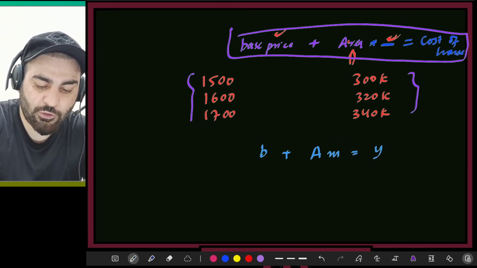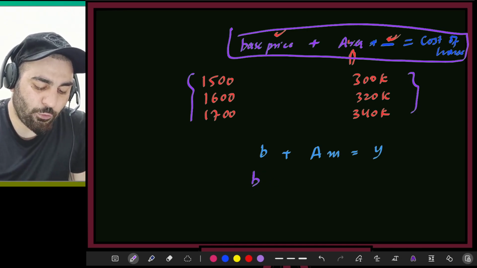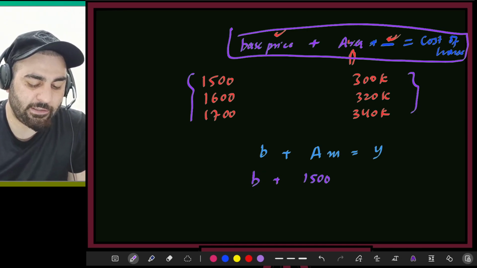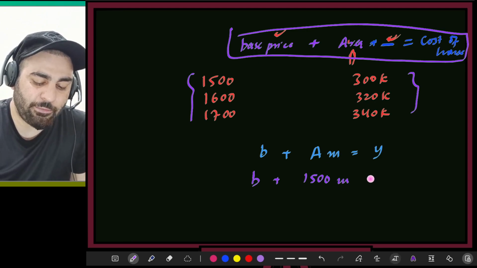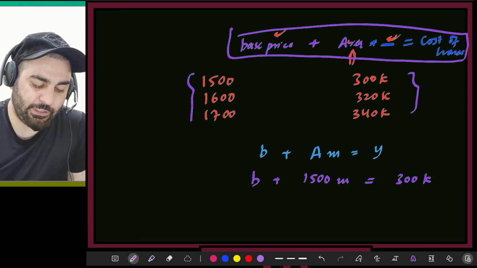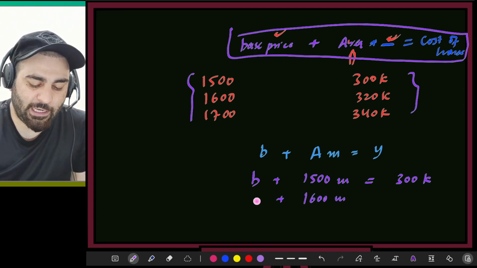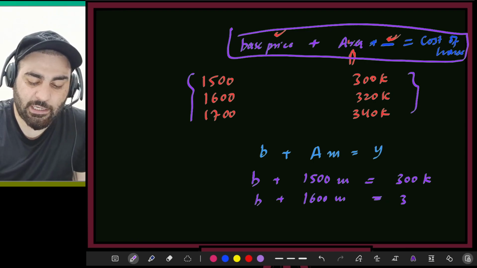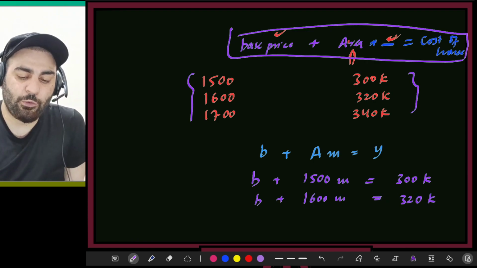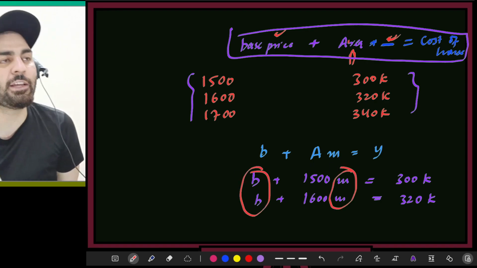So if you see the first equation, base I don't know, plus area I know, 1500. M I don't know, but you know Y. So for this there is 300k. And then for the second example, you have this 1600. M I don't know, B I again don't know, and this is equal to 320k. Now you see that these two, M and B, are unknown, and the rest is known.